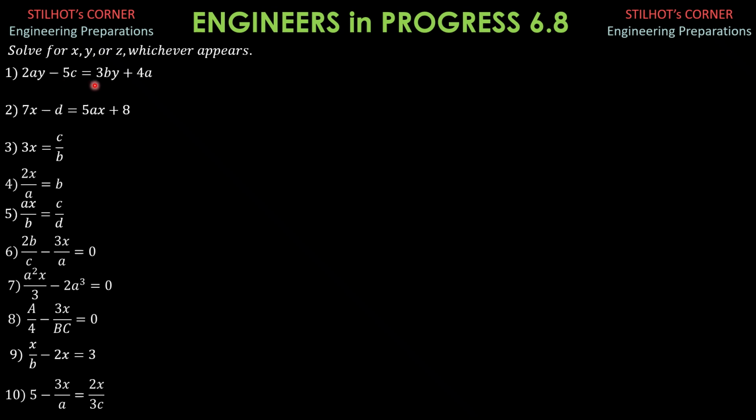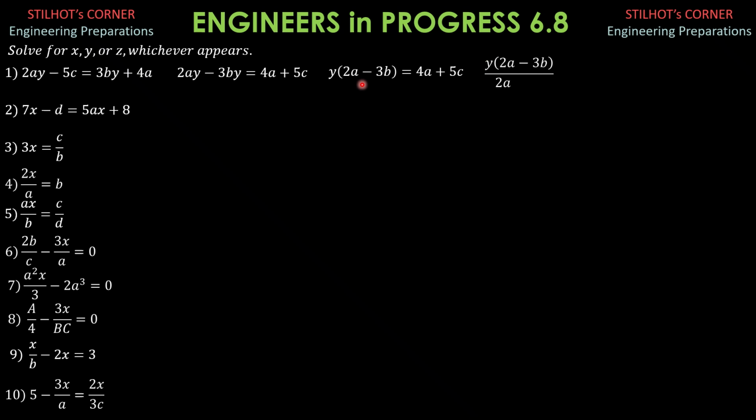For the first part, let's have 2ay minus 3by equals 4a plus 5c after transposition. So 2ay minus 3by equals 4a then plus 5c. Factor out y in the left side. So we have y times quantity 2a minus 3b equals 4a plus 5c. Dividing everything by 2a minus 3b, the left side becomes y, and the right side becomes 4a plus 5c over 2a minus 3b. So that's the value of y.